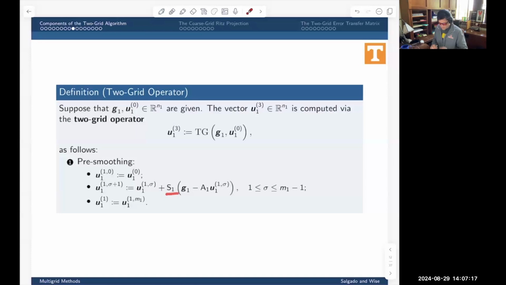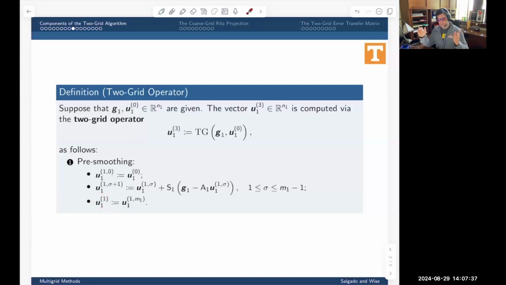So you pick that iterator matrix and you just use it. After I do M1 steps of applying this GLIS method, I'm going to call that the pre-smoothing stage, and I'm going to copy that into U11. Okay, pre-smoothing is now finished.